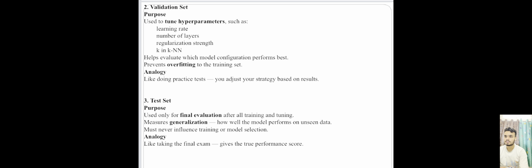3. Test set. Purpose: used only for final evaluation. After all training and tuning, it measures generalization, how well the model performs on unseen data. It must never influence training or model selection. Analogy: like taking the final exam, it gives the true performance score.